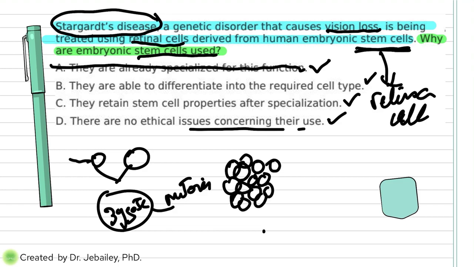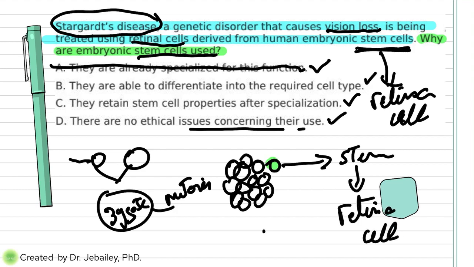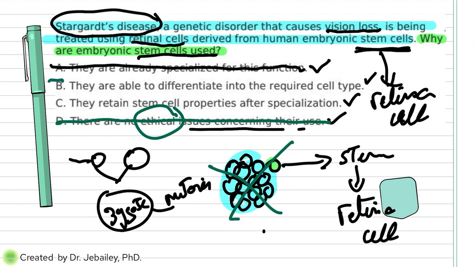Now, if you go in the lab and you take one of these out and use this stem cell to make a retina cell, what do you think happens to this baby right here, this potential baby? Well, guess what? It eventually dies. It's destroyed, it's hurt. So there is an ethical issue when you're taking these stem cells from the embryo, because the potential baby is most likely to be killed. So this one can also be canceled. So now we have between B and C.